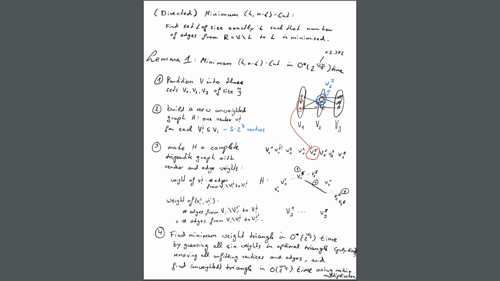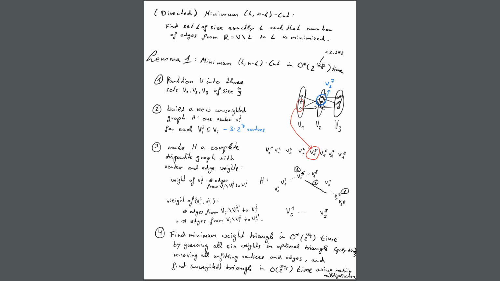And now the interesting thing is that a minimum k, n minus k cut corresponds one-to-one to a minimum weight triangle in this graph H. But unfortunately, finding a minimum weight triangle in a weighted graph is APSP hard, so we don't think we can get better than n cubed, and here n is roughly 2 to the n over 3, so this would give us 2 to the n. But the weights are small, and we can use this fact.